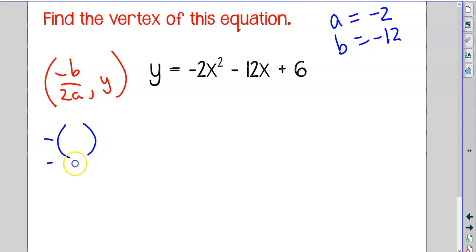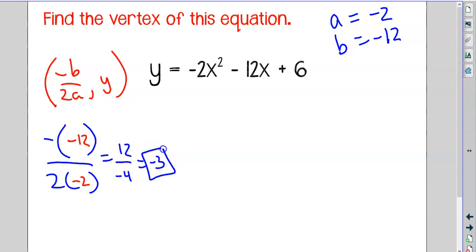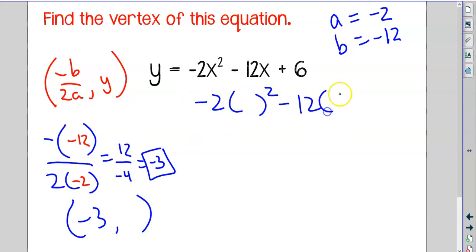So -b/2a. b is -12, a is -2. Simplify. All right, I've got my first value. Now, I need to substitute. Remember, you remove all of the x's and replace them with parentheses. Then enter your x value.